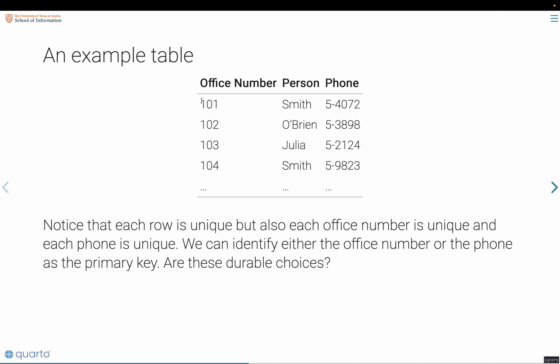And if you're a very literate person, you may have read the novel 1984 and know the significance of Room 101 and Smith and O'Brien and Julia. But that's beside the point in this class.